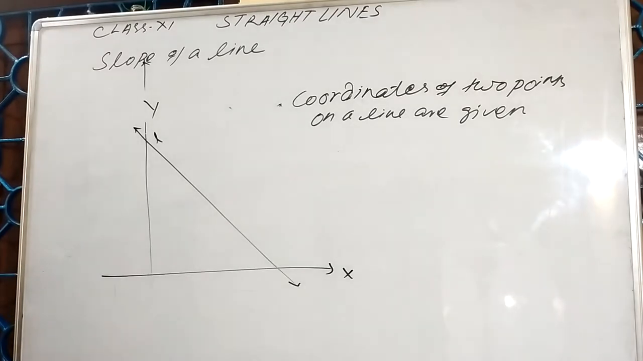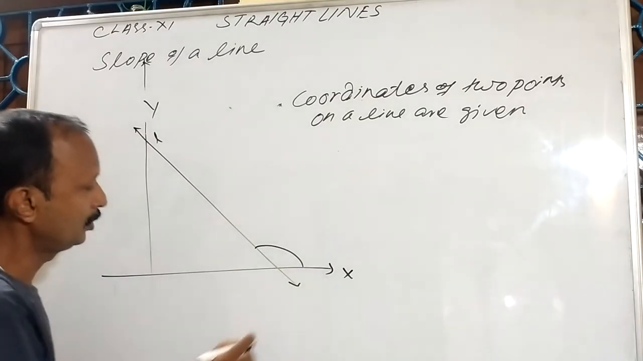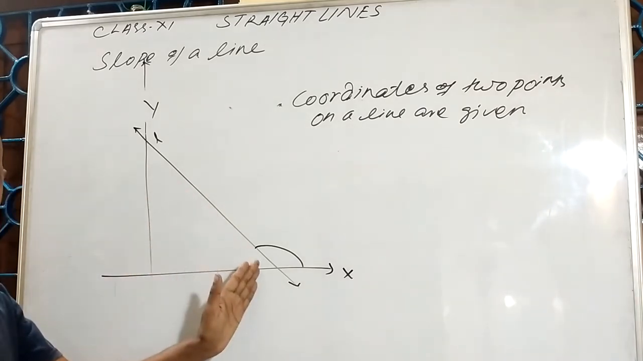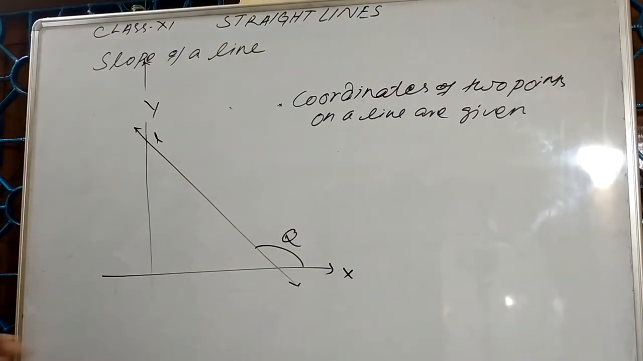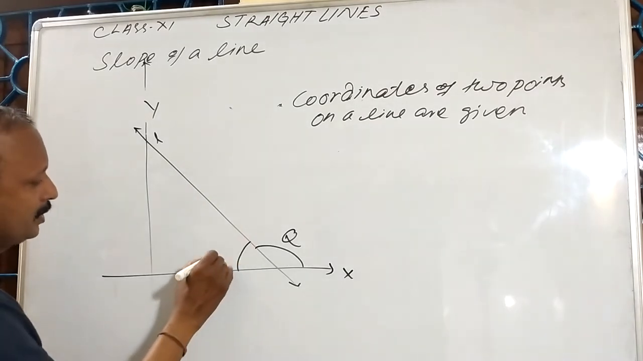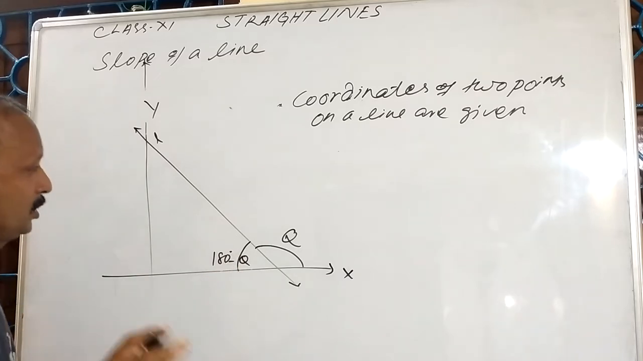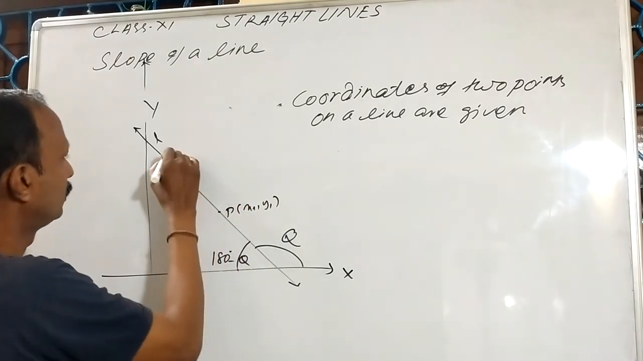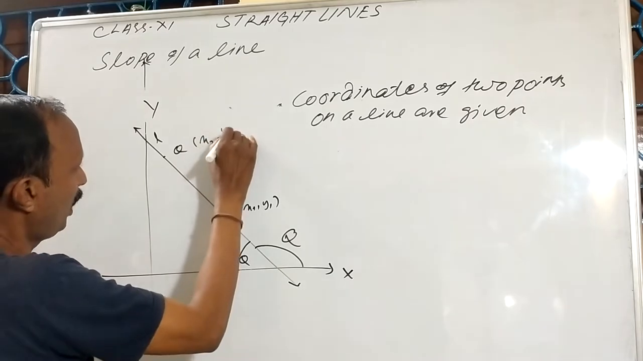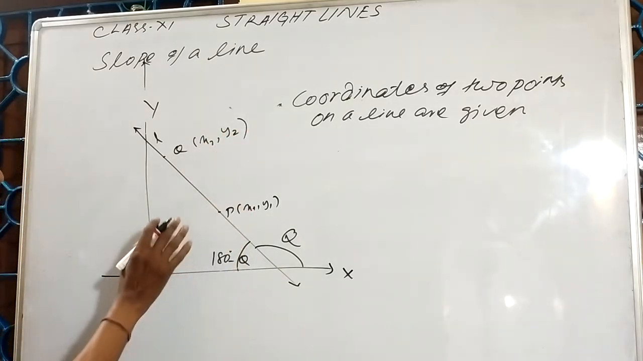Suppose this is the x axis, this is the y axis. Now, this is the line L. Definitely this angle, which is, I can say, the inclination of the line, is theta, which is an obtuse angle. If this is theta, ultimately this angle will be 180 degree minus theta. Here two points are given. P is (x1, y1), Q is (x2, y2). We have to find the slope.